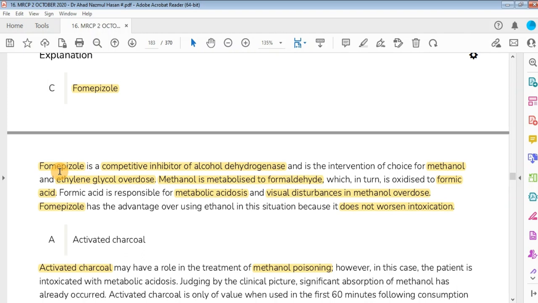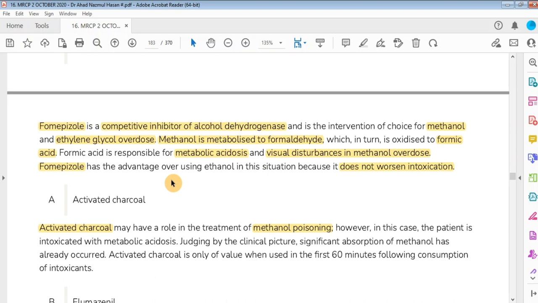Fomepizole is a competitive inhibitor of alcohol dehydrogenase and is the intervention of choice for methanol and ethylene glycol overdose. Methanol is metabolized to formaldehyde, which in turn is oxidized to formic acid. Formic acid is responsible for metabolic acidosis and visual disturbance in methanol overdose. Fomepizole has the advantage over using ethanol in this situation because it does not worsen the intoxication.